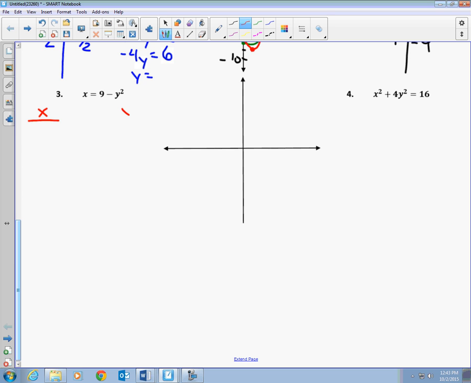Number 3, what does it look like when you find the x-intercept? What's the equation look like? X equals 9. Just plug in 0 for y, the y's go away. The y-intercepts, plug in 0 for x. 0 equals 9 minus y squared. How do you solve that? Three minus y, 3 plus y. It does factor, right? So my solutions are plus or minus 3.